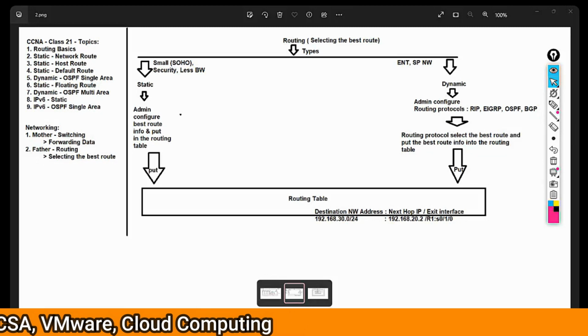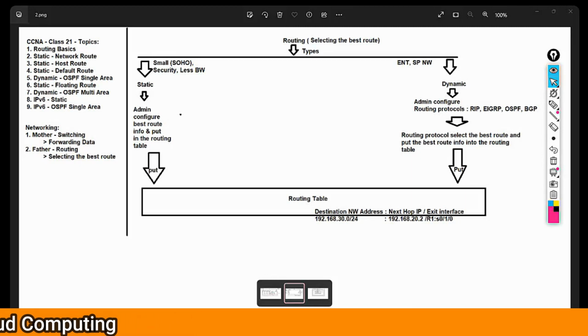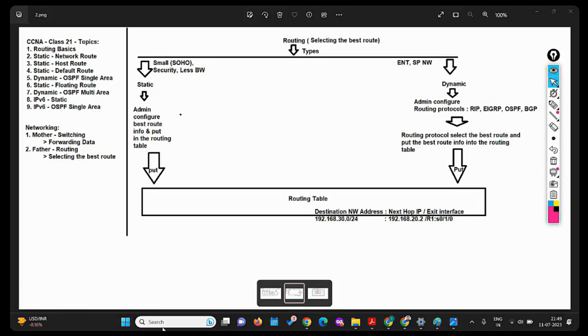So there are 2 ways I can find the best route. One is I myself will put it. For a smaller area which I know already, I can put it myself. But for a new area, a bigger area, where I really don't have any visibility, I need somebody's help. Correct? They can find it and tell me. So that's dynamic routing. Correct?